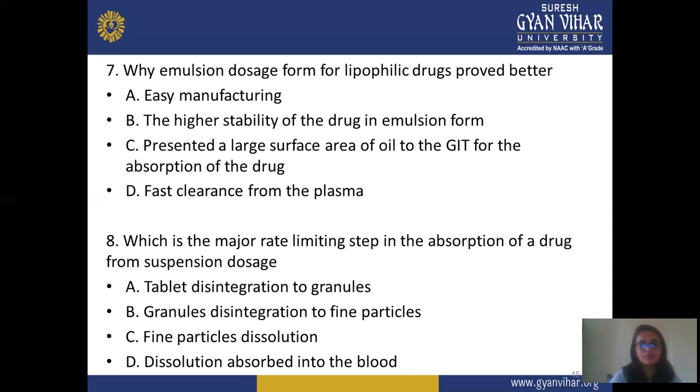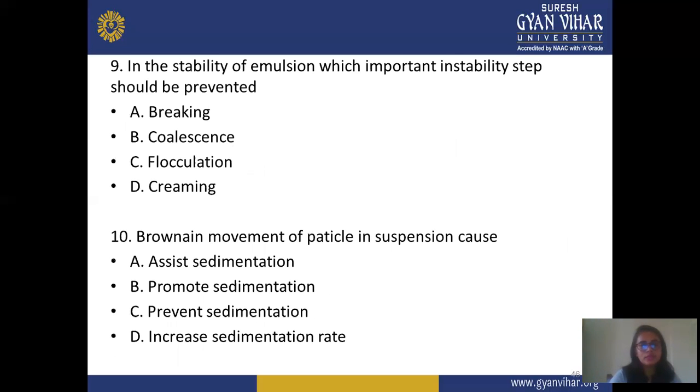Next, the eighth question: what is the major rate limiting step in absorption of the drug from a suspension dosage form? A option is tablet disintegration to granules, B is granules disintegration to fine particles, C is fine particle dissolution, and D is dissolved drug absorption. Next, ninth question: in the stability of the emulsion, which unstable state should be prevented? A is breaking, B is phase inversion, C is flocculation, D is creaming. And the tenth, last question: Brownian movement of the particles in suspension causes, A is assist sedimentation, B is promote sedimentation, C is prevent sedimentation, and D is increase sedimentation rate.